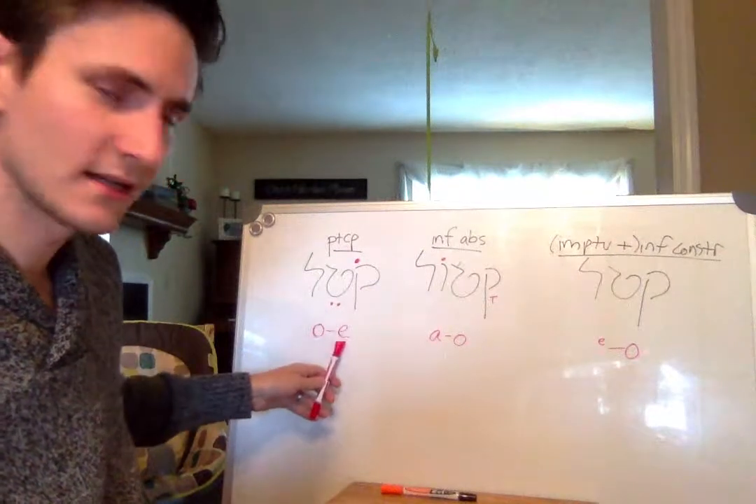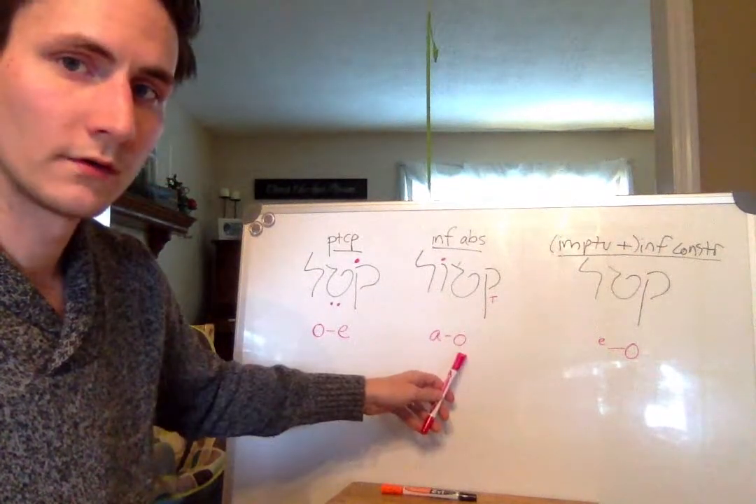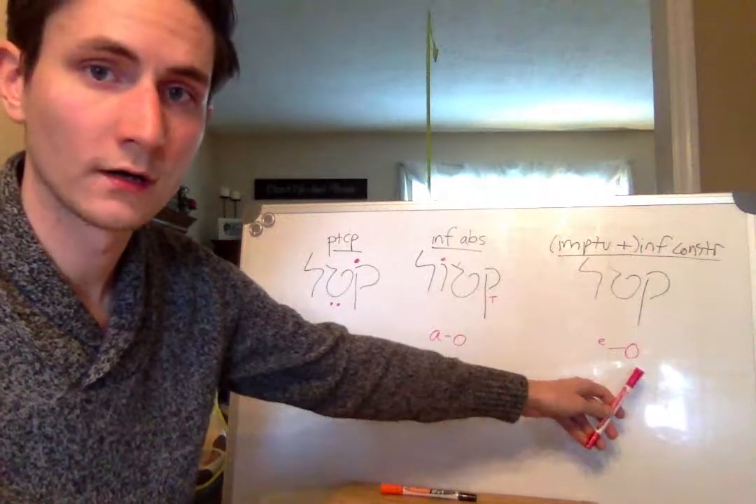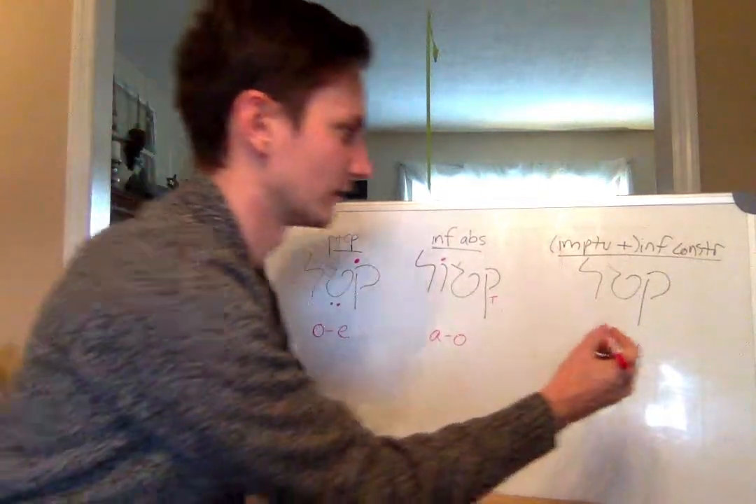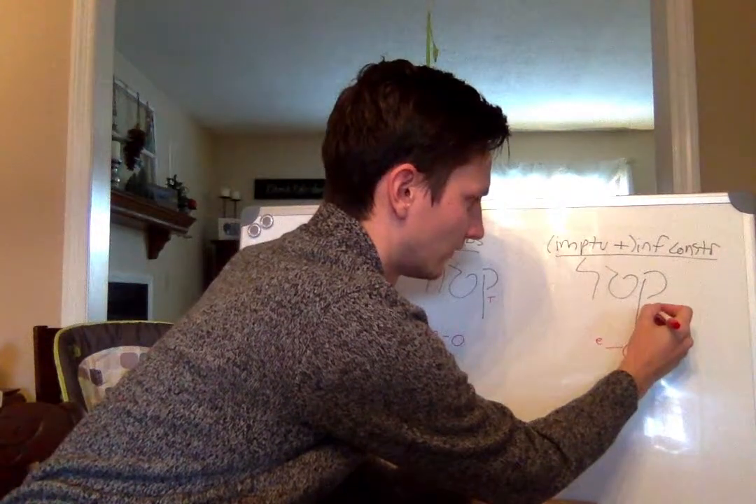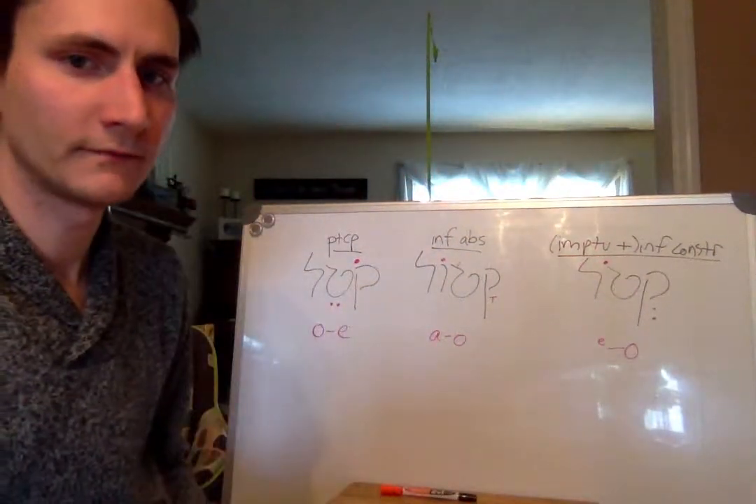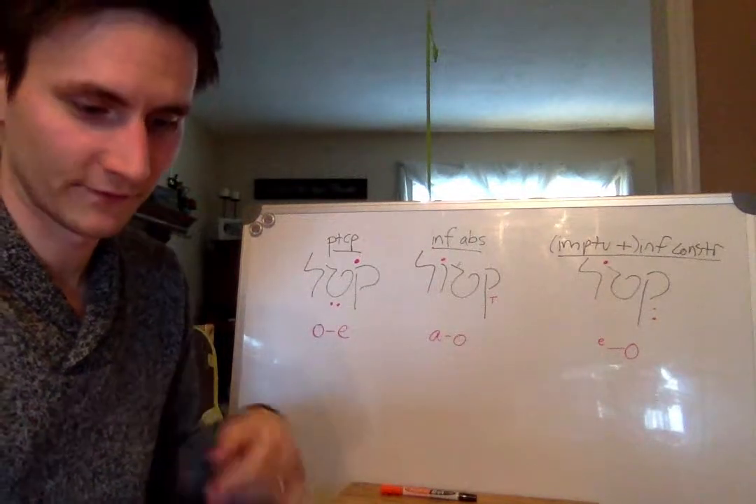So O-A, participle. A-O, infinitive absolute. And E-O, infinitive construct. Okay, so let's fill this one in. Shewa and holem. Okay? All right, so what do we do with this now?